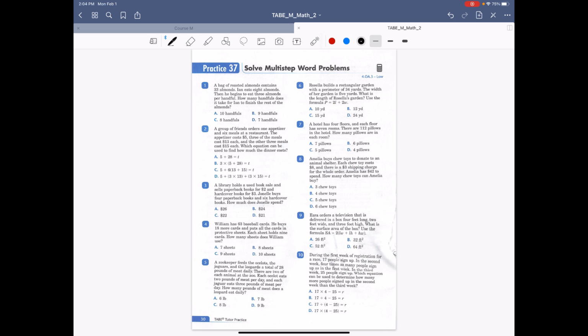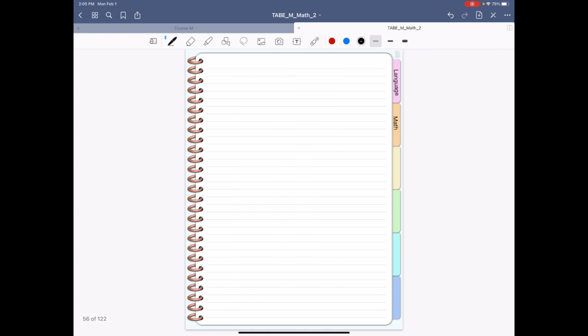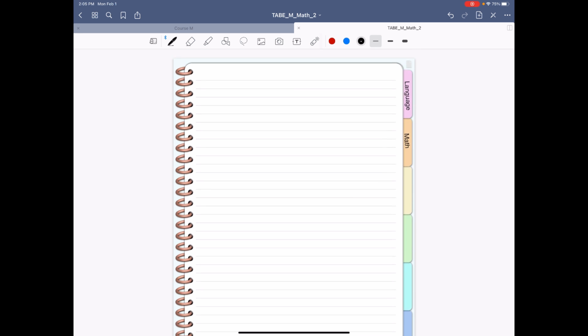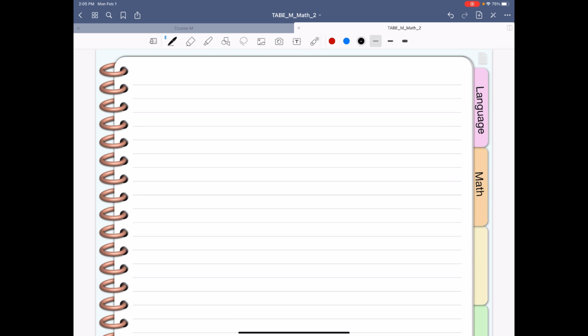So this is a really good exercise, and I want to take my time and really show you how to do these problems. But I am going to get my workbook ready here. If you hear the paper shuffling, that's what I'm doing, so that I can read the problem without having to flip back and forth so much. So let's take a look. This is page 30 in your TABE Tutor Practice Workbook. And I am going to just go ahead and label this as Practice 37.